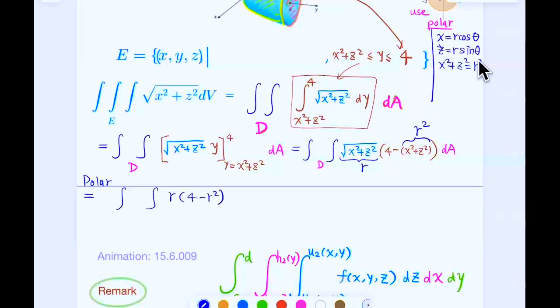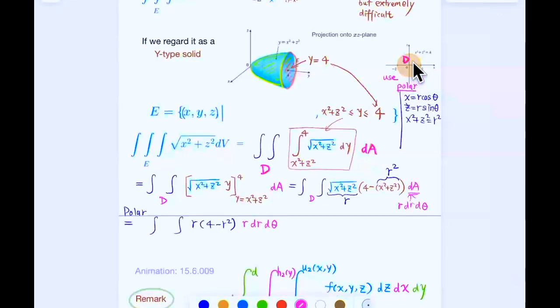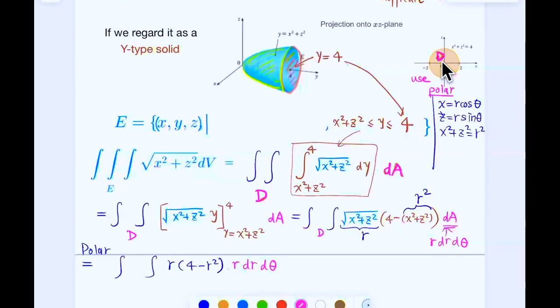Okay, what do you replace the dA here by? dA by what? r dr d beta, right? So we have r dr d beta. r goes from what to what? Let's take a look here. r goes from 0 to, what's the radius for this circle? 2. So r goes from 0 to 2. And what about beta? Beta goes from 0 to 2 pi. You got it. Okay, 0 to 2 pi.